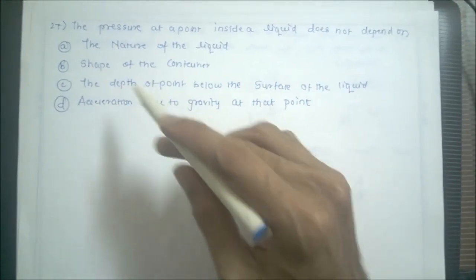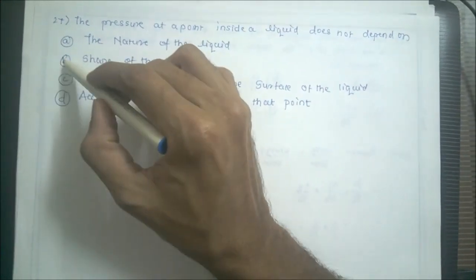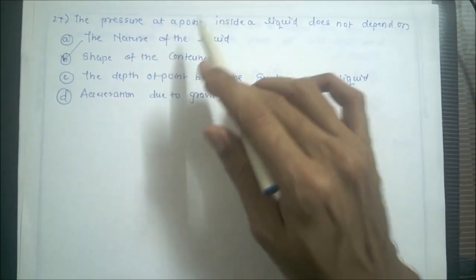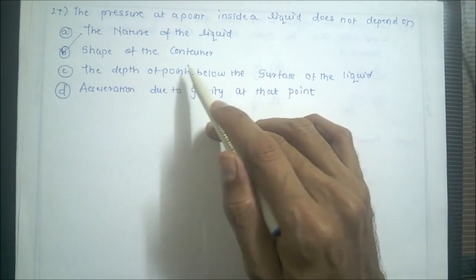So what it doesn't depend on is the shape of the container, so it is independent of the shape of the container. So the pressure at a point inside a liquid does not depend on the shape of the container.